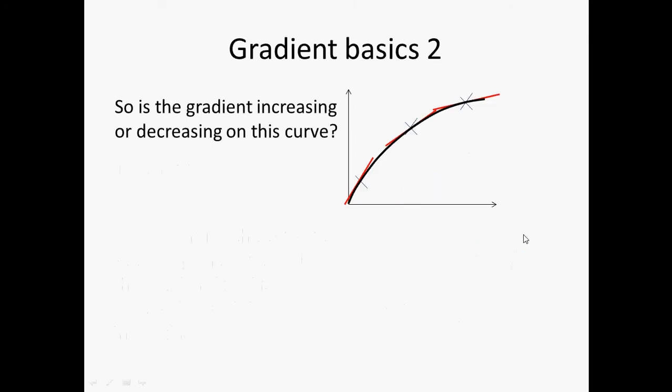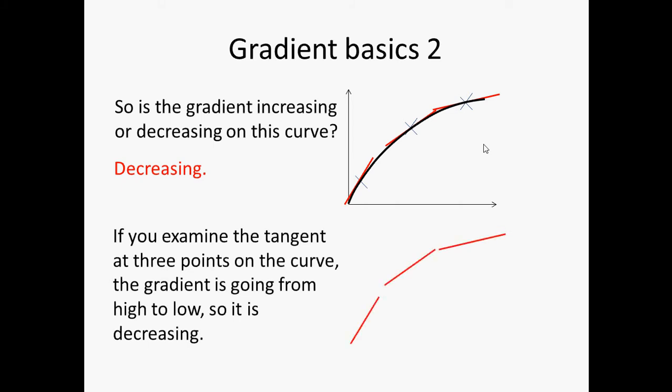Now let us look at another curve. If I give you a second curve which is like that, and let's say we choose 3 points and check the gradient. Do you think it's increasing or decreasing? So obviously it's decreasing. And why? Because again, we can examine the 3 tangents and we realize that it's going from high gradient to mid to low gradient. So it's actually a decreasing gradient. I hope that you are able to follow and understand this. If at any point you are not sure, you can go and rewind that part and view again.